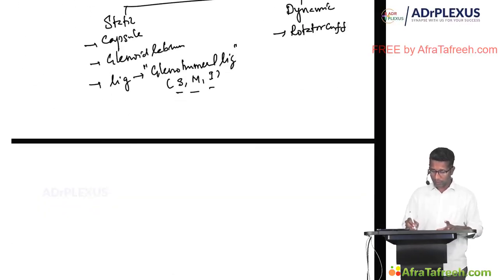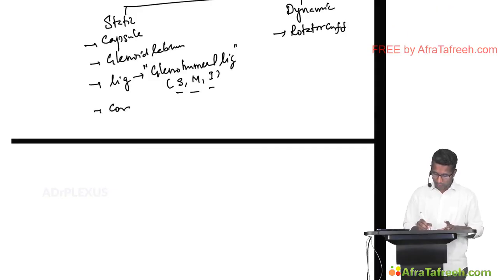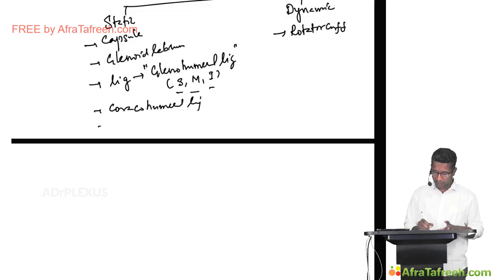There are other ligaments here. One is called the coracohumeral ligament, and there is another ligament seen in this area, called the transverse humeral ligament.